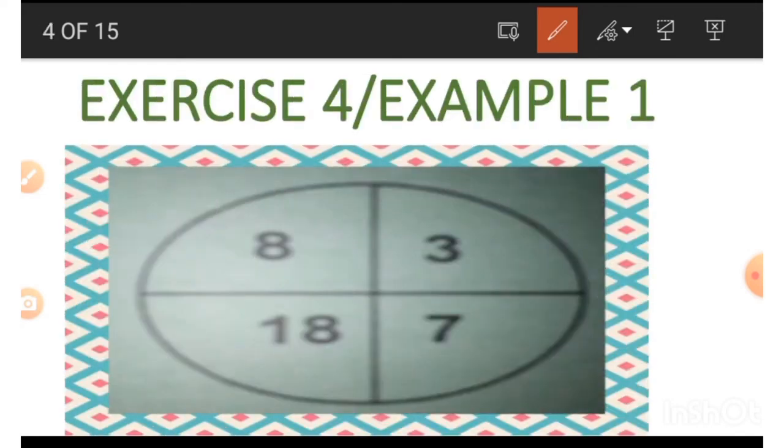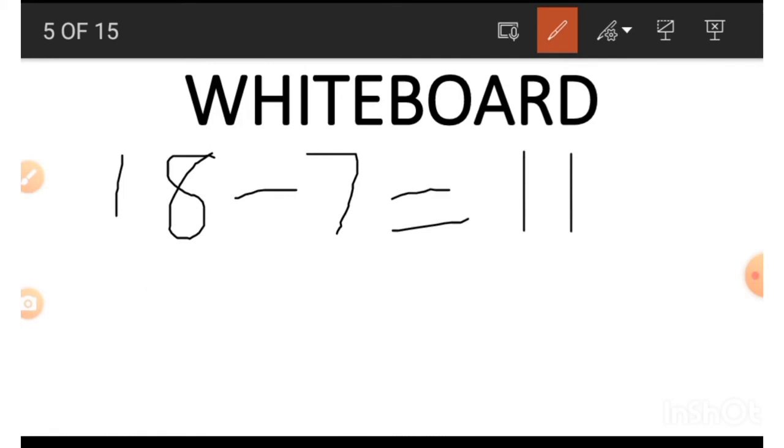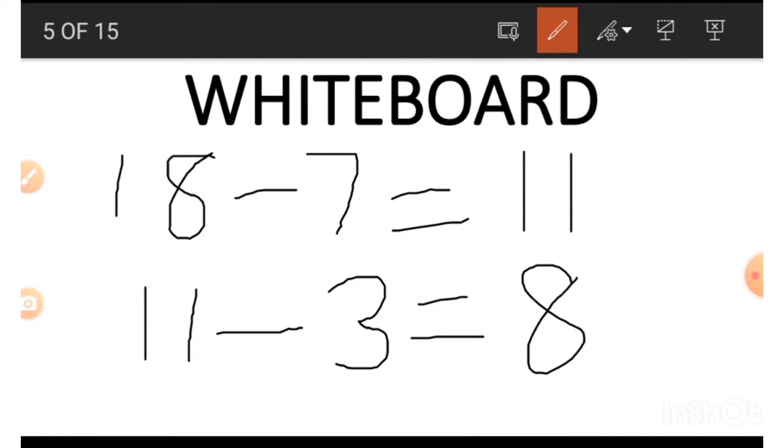Now let's say we wish to find the 8 instead of the 18. And we need to make use of the 3, 7 and the 18. So let's go to the board and see. So first, what do we do? We write down the largest number and do the opposite of addition, which is subtraction. So 18 minus 7, that will give us 11. So 11 minus 3, that will give us 8. So this is how we get the 8.